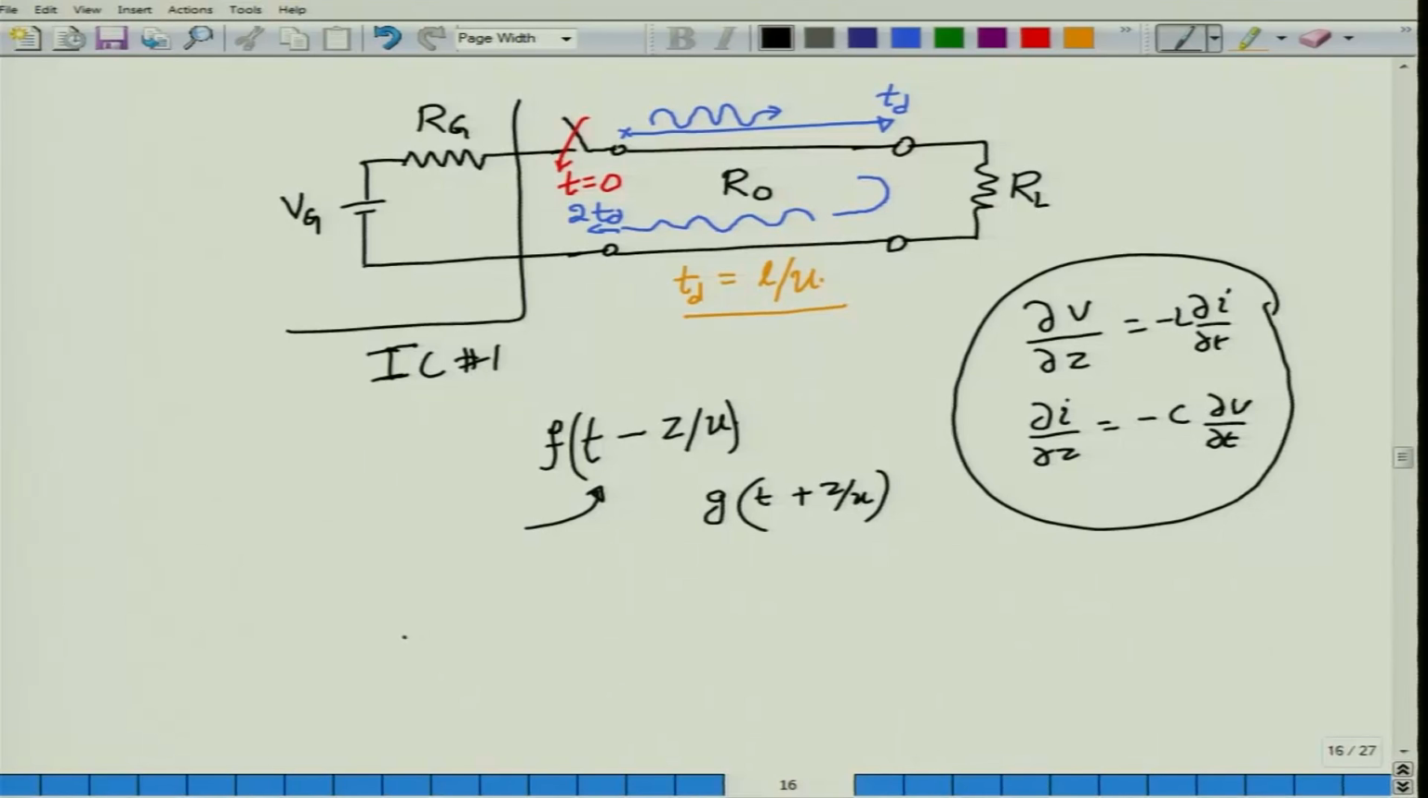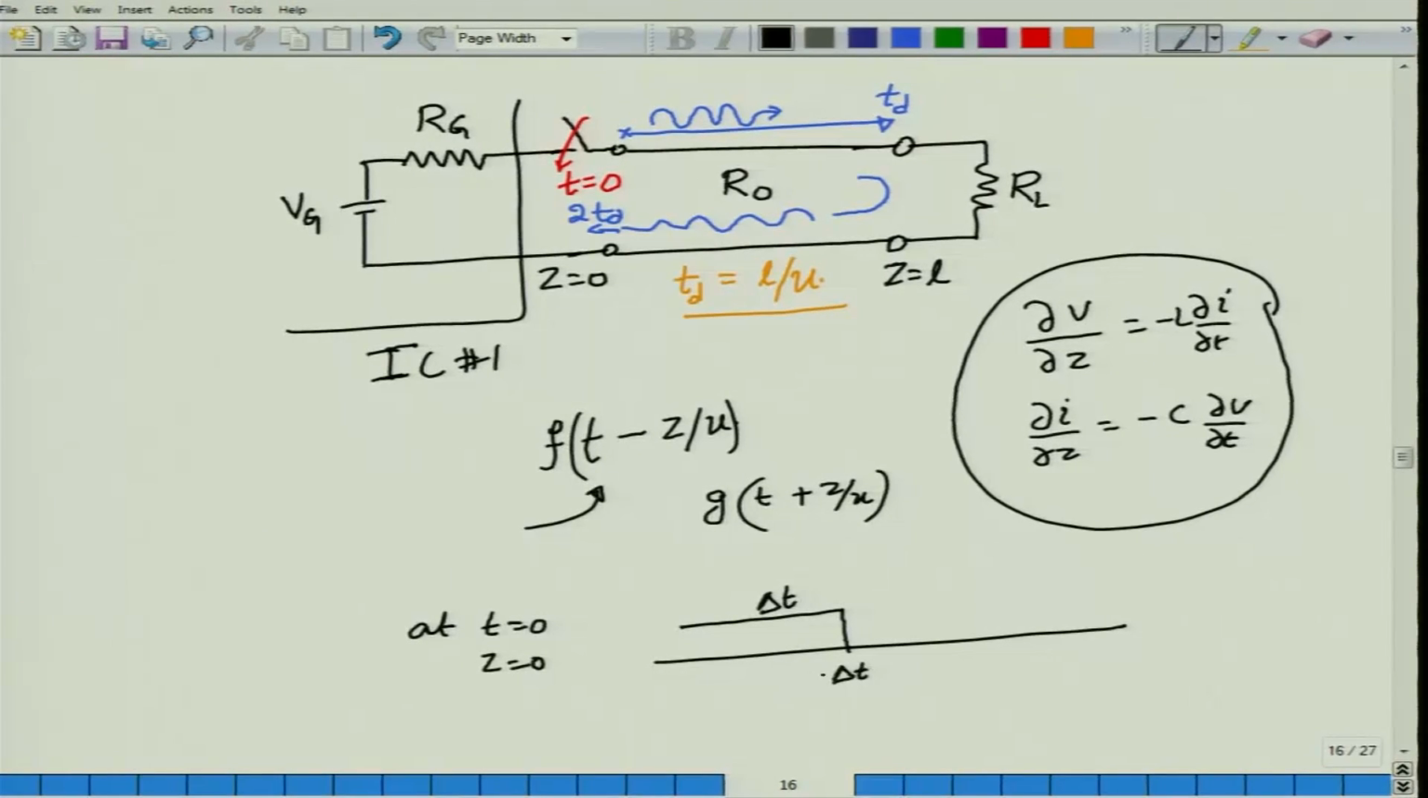Now, if the source voltage is applied at t equal to 0 at z equal to 0, which is where the source or the generator is located for me. Please note the coordinate system here: z equal to 0 is at the source side and z equal to L at the load side. So, when I connect the battery to the transmission line at the input terminals at z equal to 0 and wait for a time of delta t, do I expect that the voltage change would have happened throughout the length of the transmission line? No, the line would have been only charged up to a distance of u delta t.